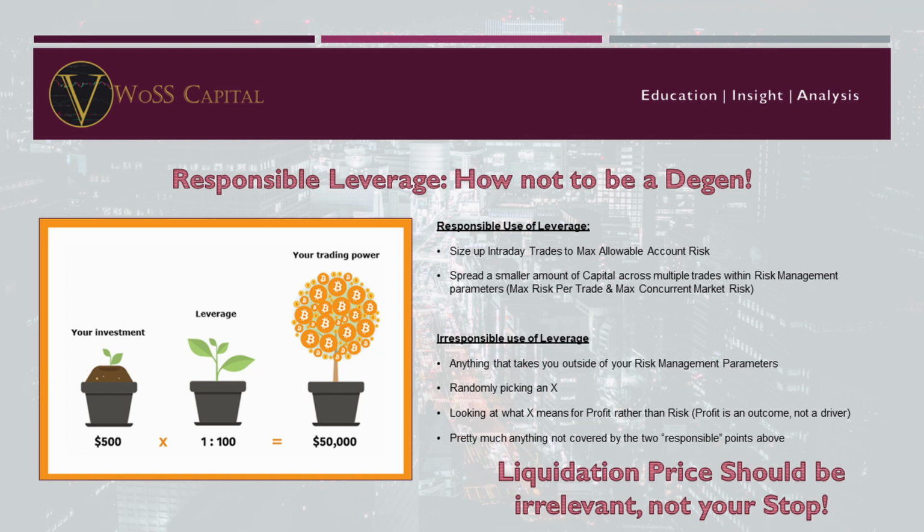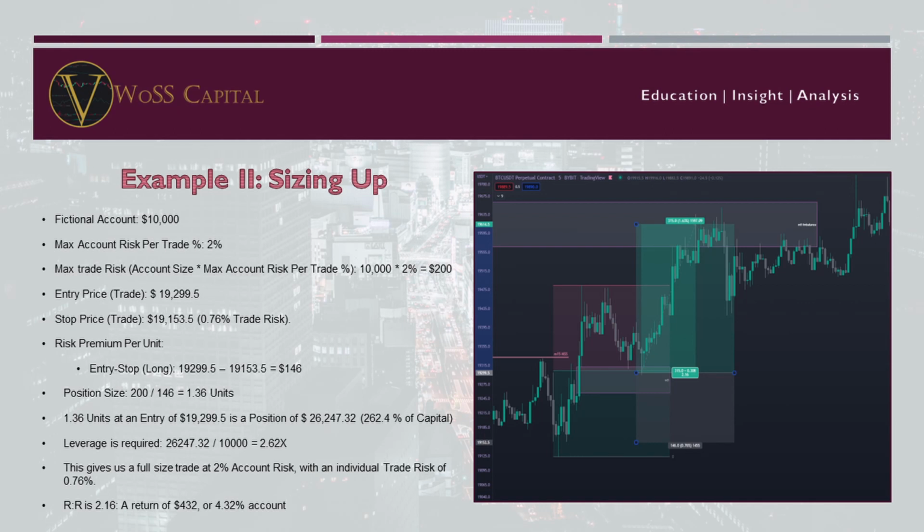So that's my view on leverage, and I'm going to give the example just quickly again of the sizing up example, the slide that I gave in the previous video. So this is, again, just a fictional account, showing how you would do the maths on this. The fictional account's $10,000, max account risk per trade 2%, which makes your max trade risk in dollars the 10,000 times 2%, so $200. This particular trade had an entry of 19,299.5, stop 19,153.5, so that's a 0.76% trade risk.